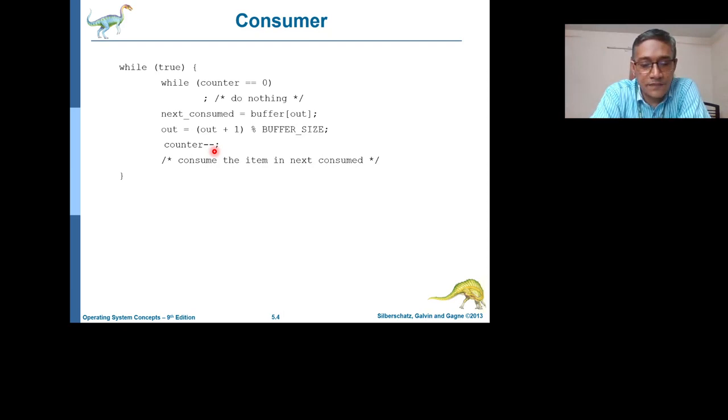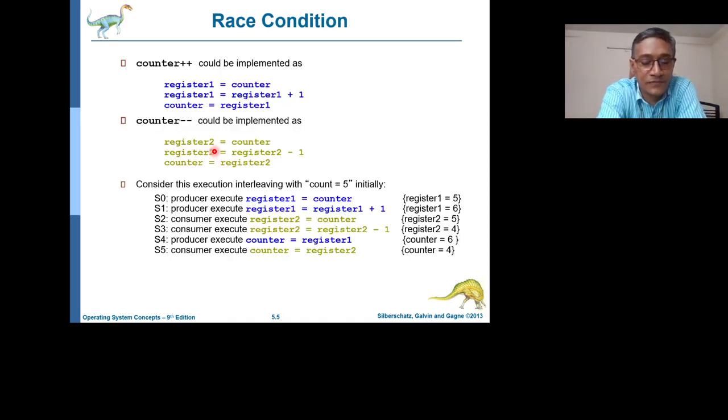Right now, because this counter variable is shared by the producer and consumer, there is a chance of a race condition during the interleaved execution of the producer and consumer, which we are going to see in the next slide. So what is this race condition? At the hardware level, the counter++ post-increment operator and the post-decrement operator can be implemented as 3 different instructions.